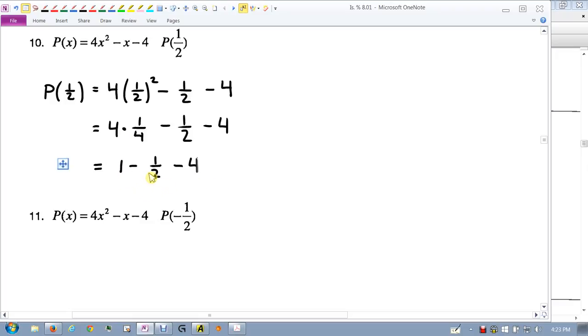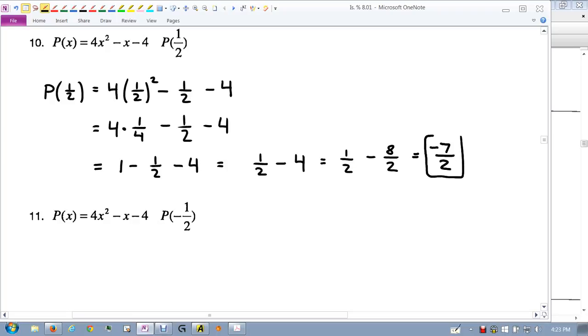What's 1 take away 1/2? So negative 1/2, or no, sorry, 1/2 minus 4. I just did these two in my head. 1 take away 1/2 is 1/2. And then you have 1/2 minus 4. Getting a common denominator, I rewrite 4 as 8 over 2. So now subtract, 1 take away 8 is negative 7 over 2. Negative 7/2.